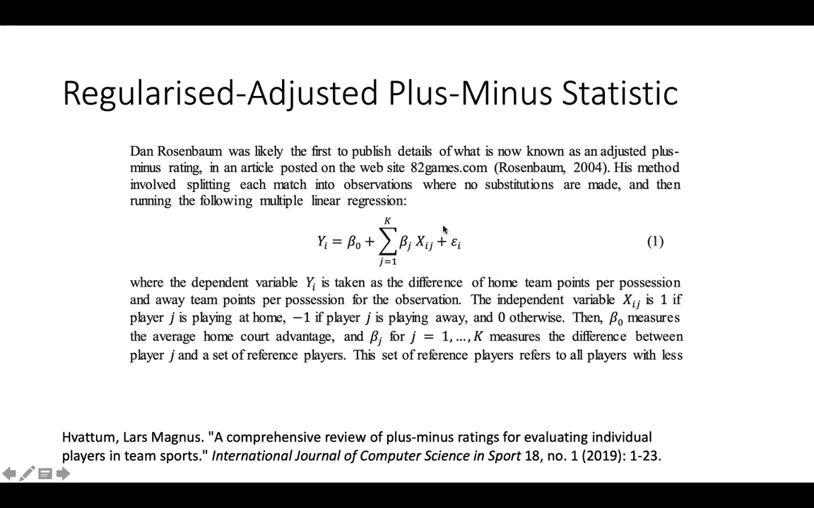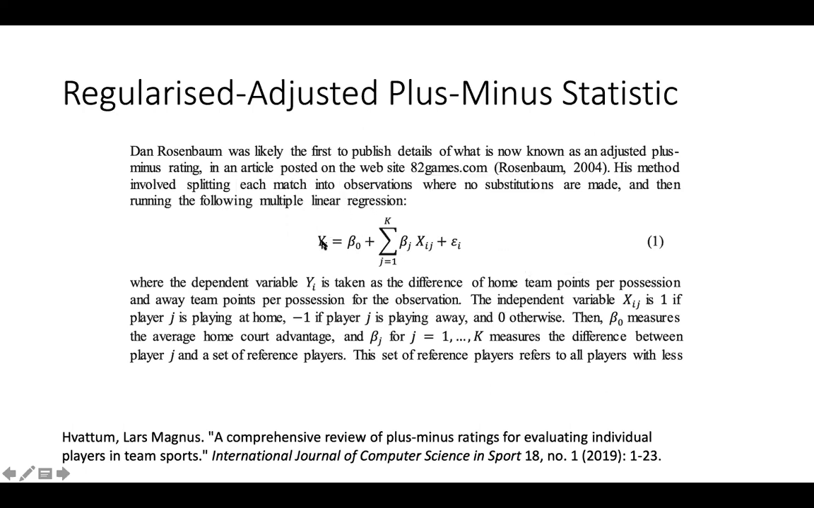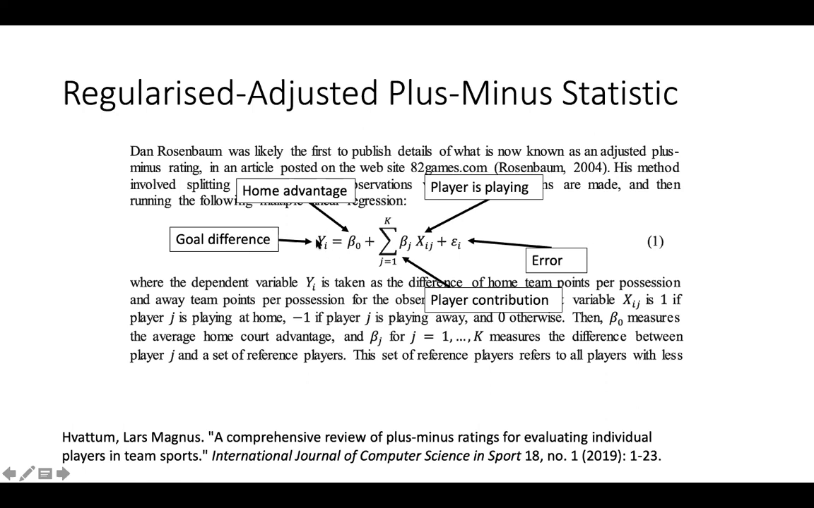His method involves splitting each match into observations where no substitutions are made. So that's exactly the same as what I did in the naive version. And then running the following simple linear regression. So this is regression y_i. y_i is the goal difference during this particular segment. So you have to split it up into different segments. y_i is the goal difference in that particular segment.